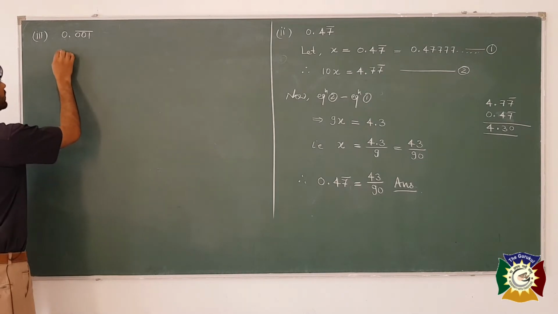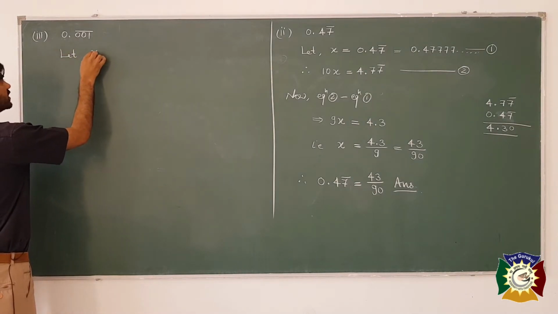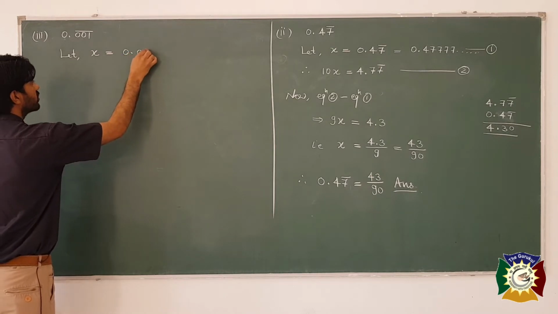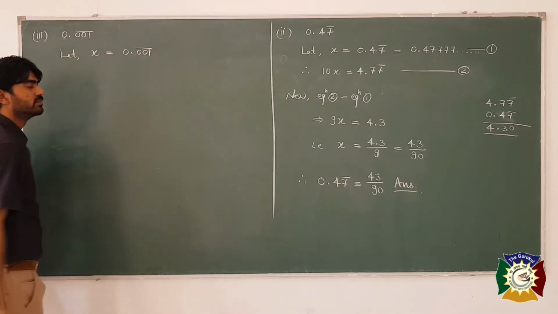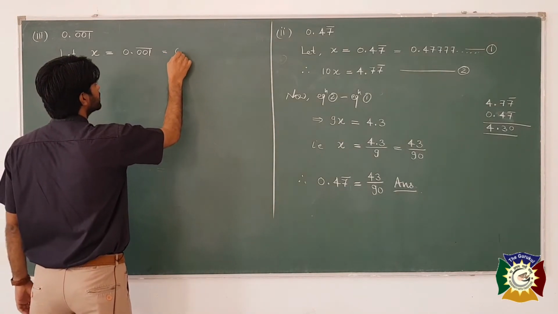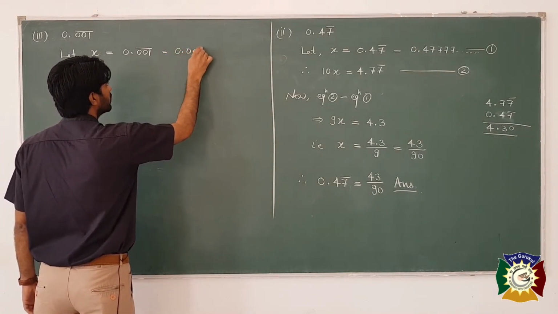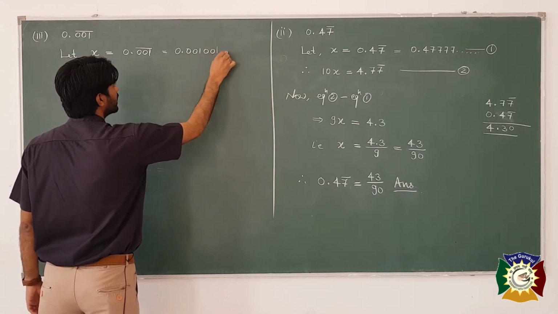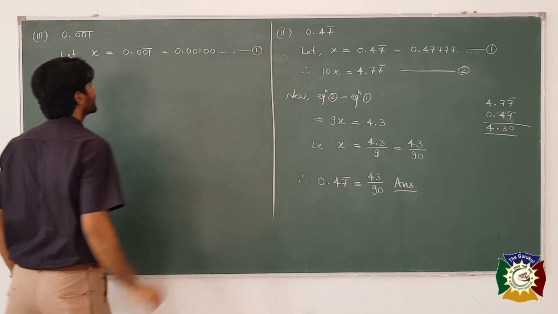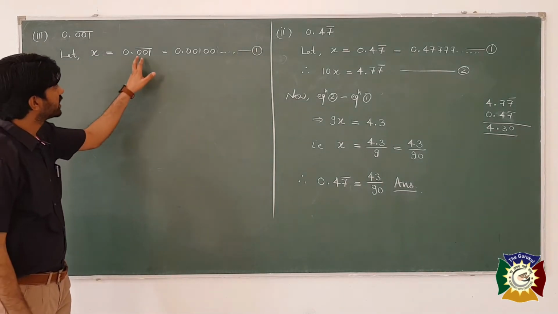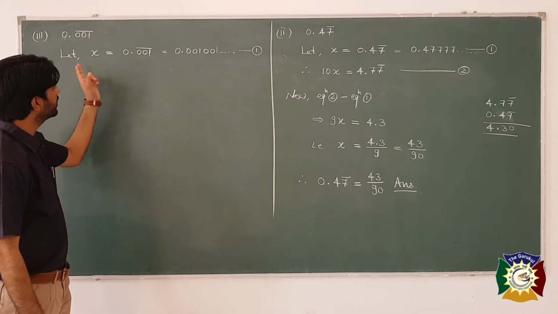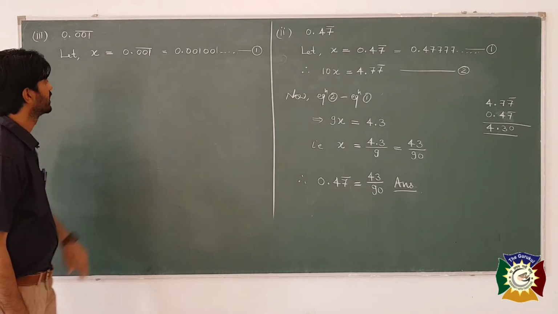First step is same. Let x is equal to 0.001 and bar is there on all three. I can write this as 0.001001 and so on. This is equation 1. Now check how many digits are being repeated. 3 digits are being repeated. So we will multiply by 1000 to both the sides.